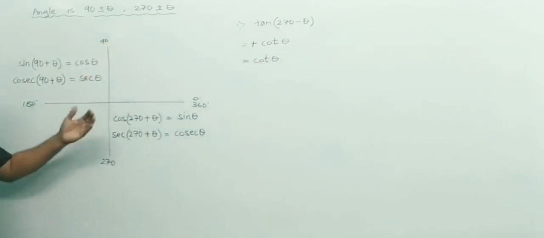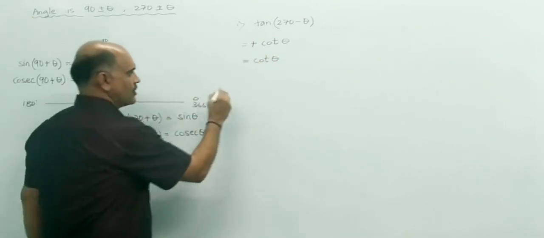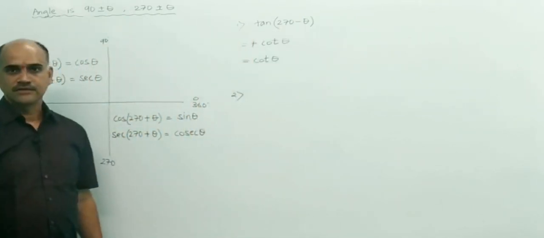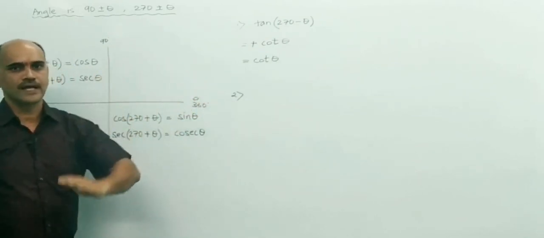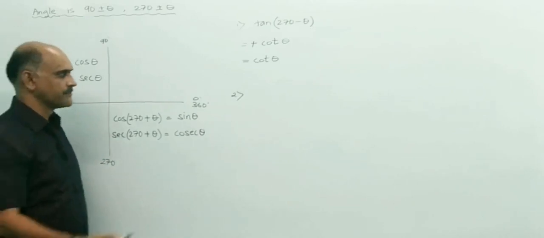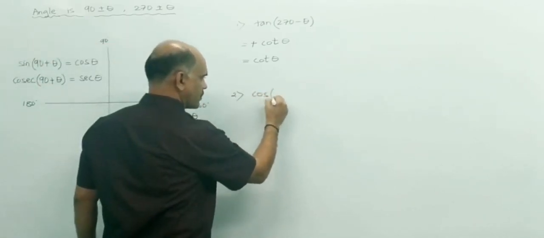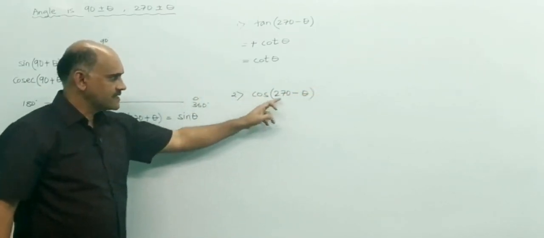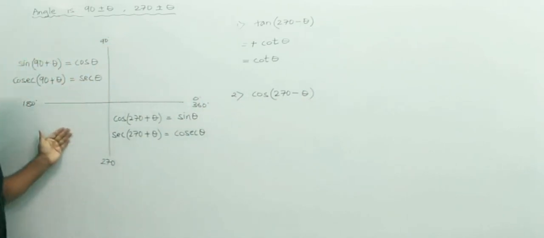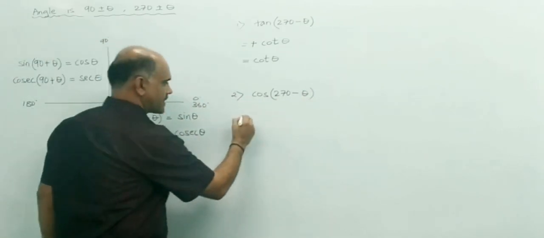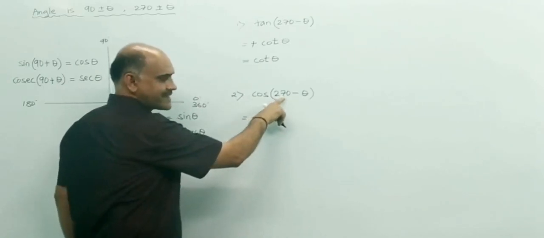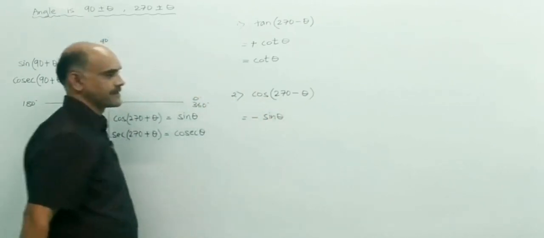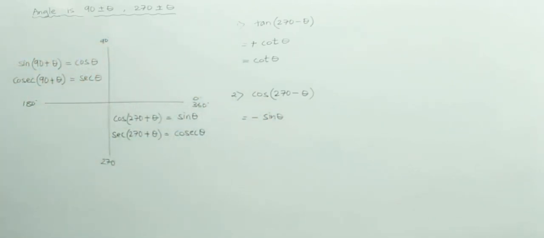Clear students? Similarly, you can take any one. Angle values like 330, 315, you solve as I have told, either taking 180 or 360. Now if I take, for example, cos 270 minus theta. So again this is in third quadrant. In third quadrant cos is negative. So this becomes minus. As 270 is there, this cos gets converted to sine. So you will have minus sine theta. So similarly you can solve a few problems.